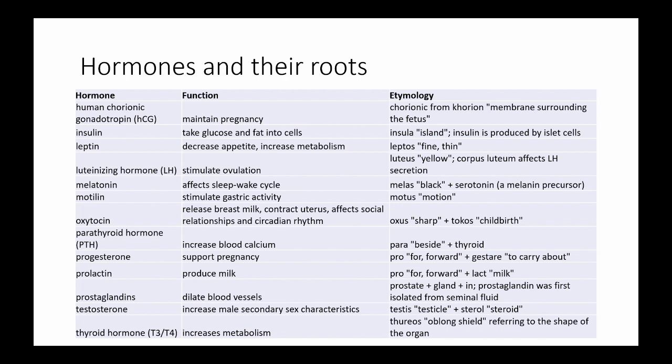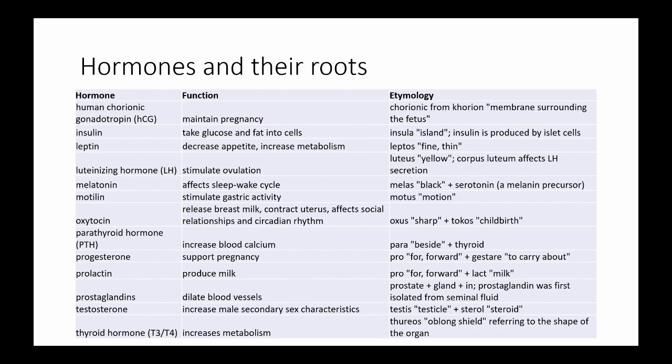Oxytocin has many functions, including release of breast milk, increasing uterine contractions, various effects on social relationships, and the circadian rhythm. It comes from oxus, meaning sharp, plus tokos, meaning childbirth, or sharp childbirth, specifying its effects on uterine contraction.